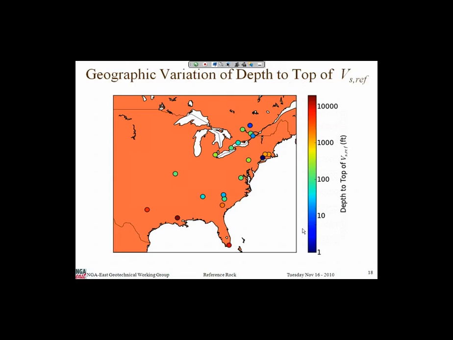We're looking at the variation of depth to top of VS, and as we would expect, further up in the northeast, it's very shallow. As we go further south, they're quite deep, because we're dealing with the Gulf Coast sediments eventually. And that is going to raise an issue for us as to where you define the reference rock down there in this lower part.